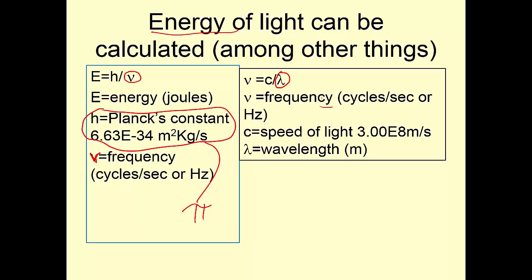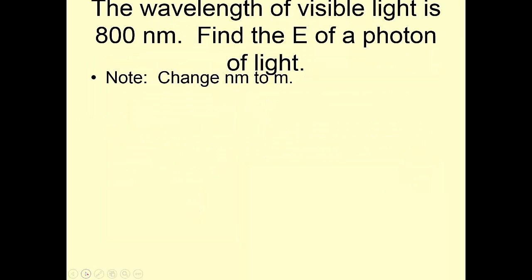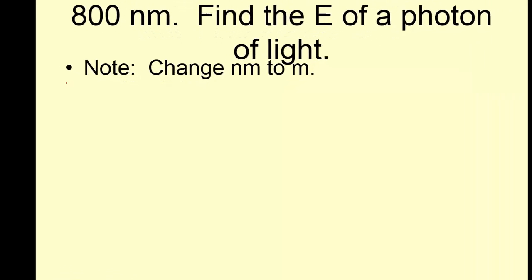Frequency equals the speed of light divided by wavelength. Okay, so the speed of light is 3e8, and that's a constant again. It's like pi, only the speed of light makes much more sense to us. The wavelength of visible light is 800 nanometers. Find the energy of a photon.